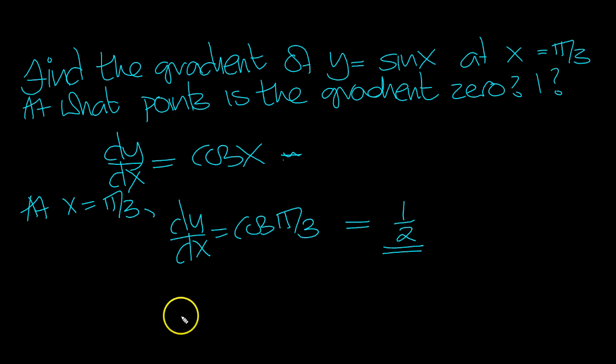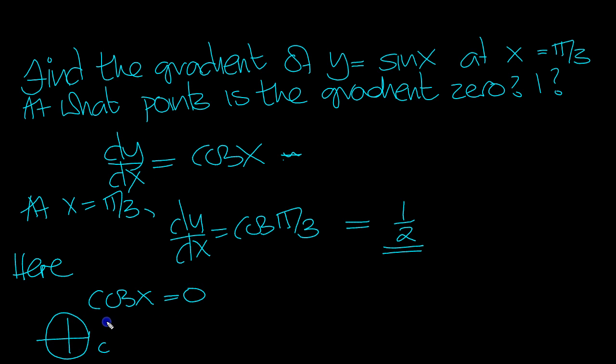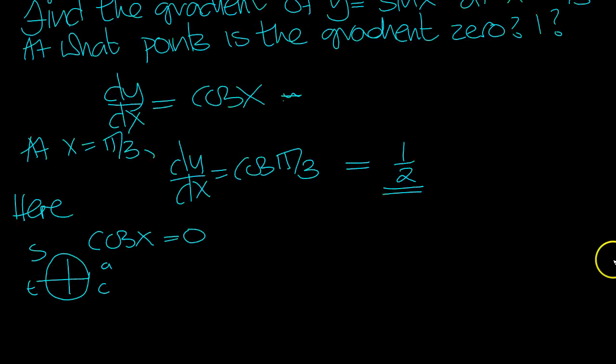At what point is the gradient 0? So when does the gradient equal 0? The gradient is cos x. When does that equal 0? That's a trig equation we've done. CAST. We're using radians now in this problem. So cos is positive here, and we draw two lines. Mark off alpha. We write cosine alpha equals 0.